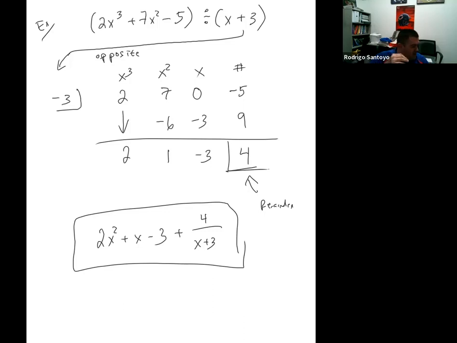All right, so that finishes up that 5.3. Let's go ahead and take a look at 5.4.